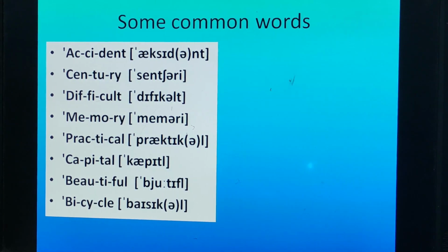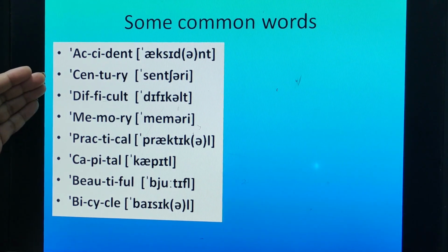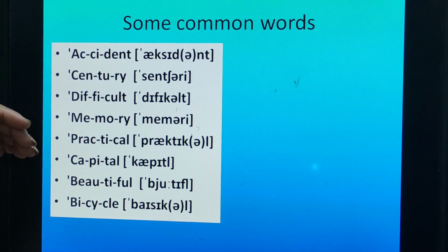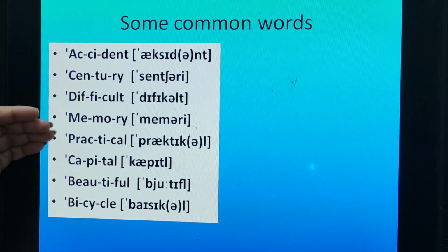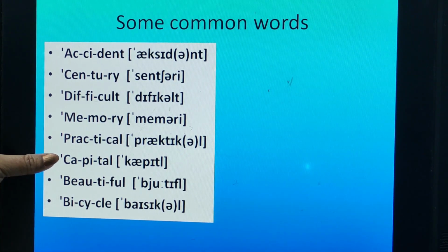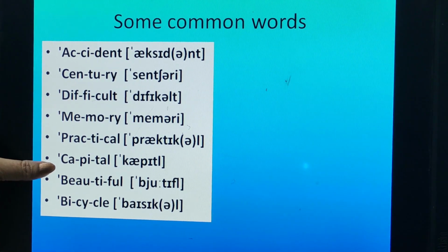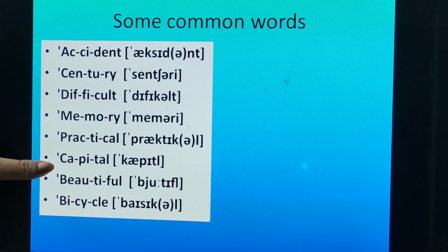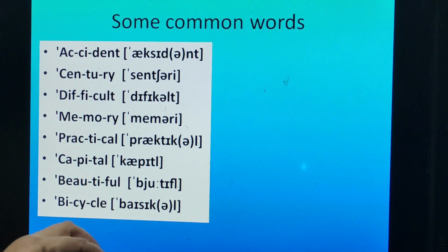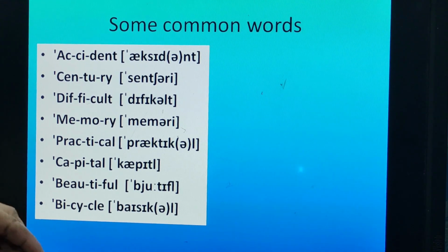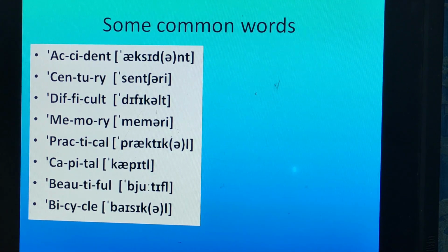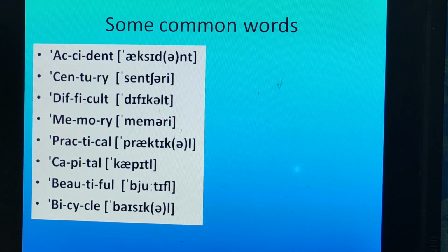Okay, so century, difficult, memory, practical, capital, beautiful, bicycle. So in this word, B-E-A-U has a Y sound there. It's beautiful, beautiful, beautiful. So the Y sound should be there, just like the Y sound in Indian.